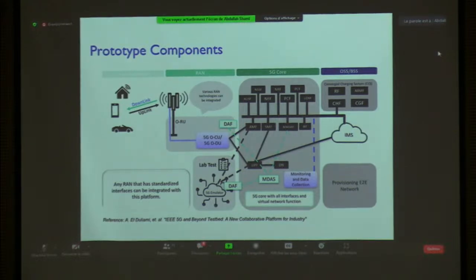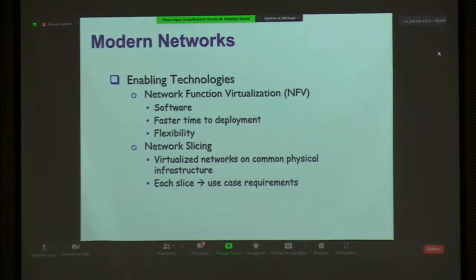So for example, on the RAN side, we can use a simulator, for example, like RANSIM, or we can use other RAN technologies like Open RAN, etc. So the key enabling technologies that we are all aware of, at least that motivated us to build our own prototype, are network function virtualization and network slicing, because with those, we have the ability to interact with virtual network functions, collect some data, get some insights about those data, and then act on those insights.